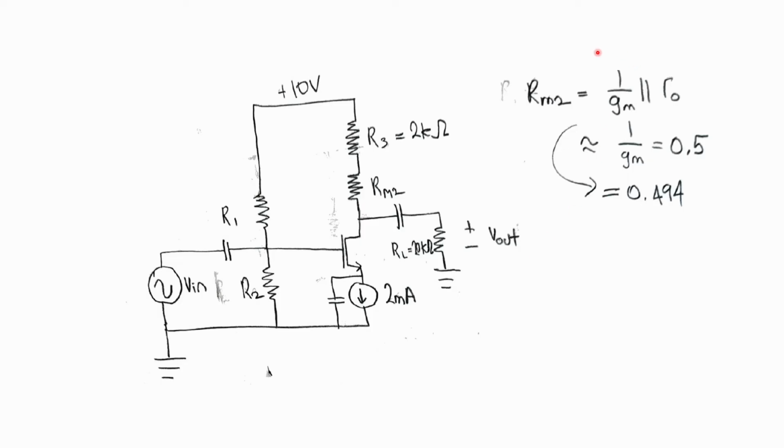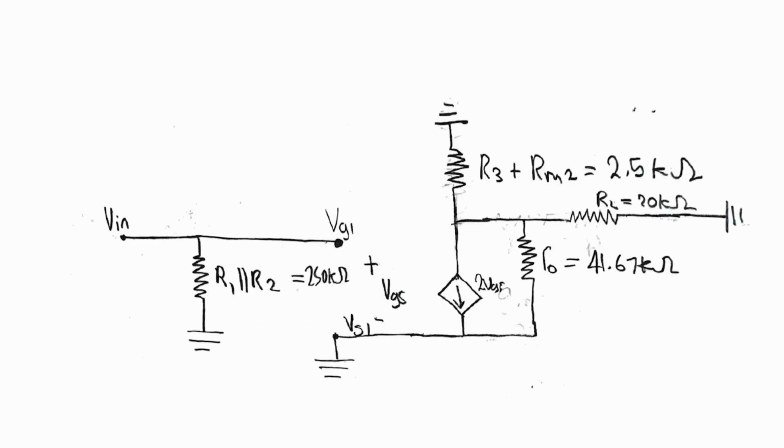And in general, 1 over GM is very small compared to R naught, so we can make this approximation that says 1 over GM in parallel with R naught is about 1 over GM. And we can see that in our case, 1 over GM is 0.5 and R naught is 41.67. This approximation is valid because the accurate result, which is 0.494, is pretty close to the approximation, which is 0.5.